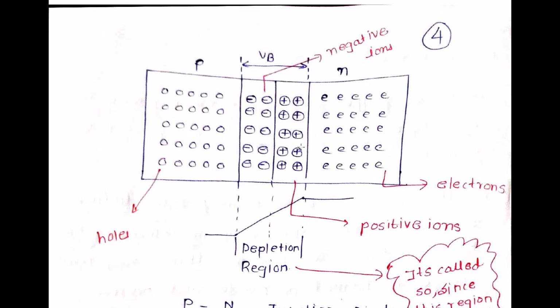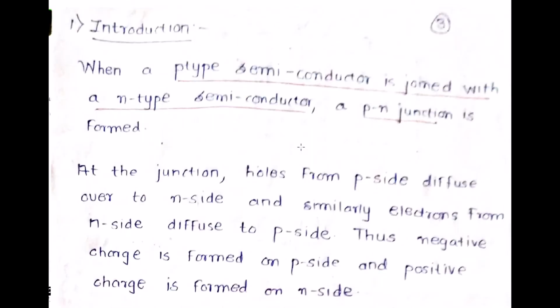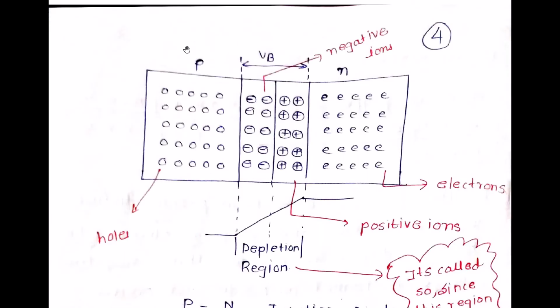So if you have to just describe the P-N junction diode as mentioned over here, a P type of semiconductor when joined with a N type of semiconductor gives a P-N junction diode. Now the holes from the P side move towards the N side and the electrons from the N side move towards the P side. So you get the negative ions over here and the positive ions over here.